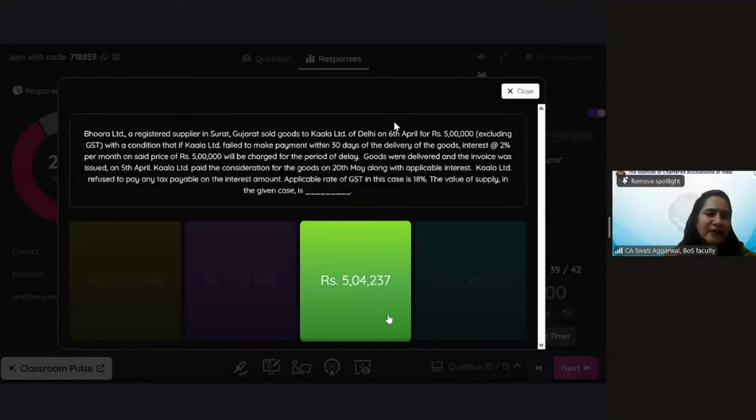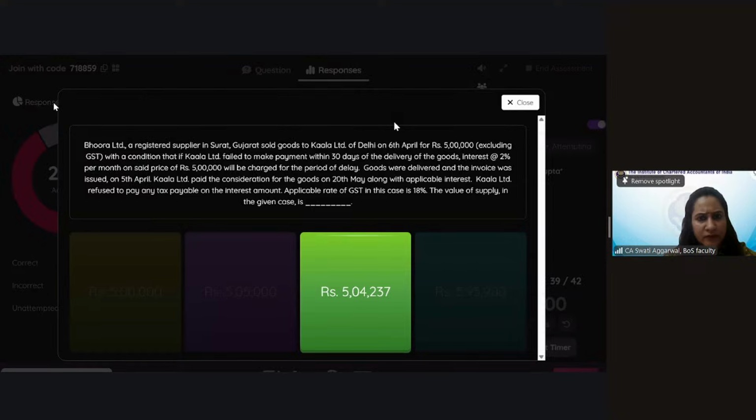And the correct answer in this case is rupees 5,04,237. Why is this the correct answer? How has this answer been derived? This is the question raised by a lot of your students. Yes, Goldie, don't worry. I know that a lot of students get confused in this question. I've given you more than enough time for solving this question, and I will explain. Please, all the students, listen to this question very carefully.